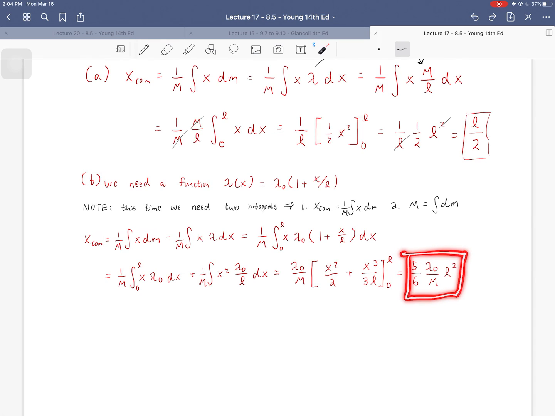So this might look like the final answer for the x center of mass, 5/6 L squared over m, but here's the whole issue.